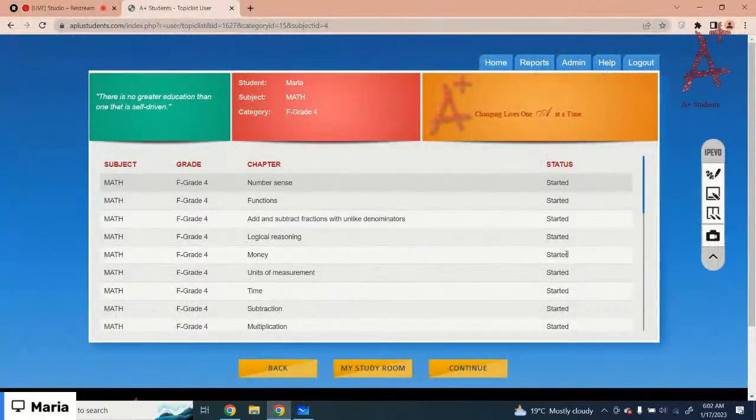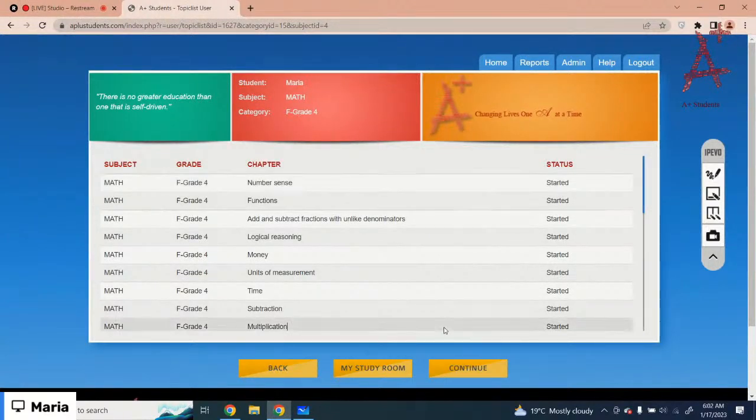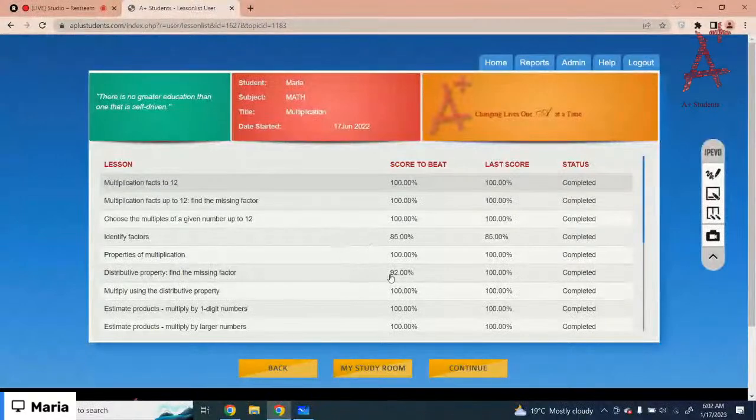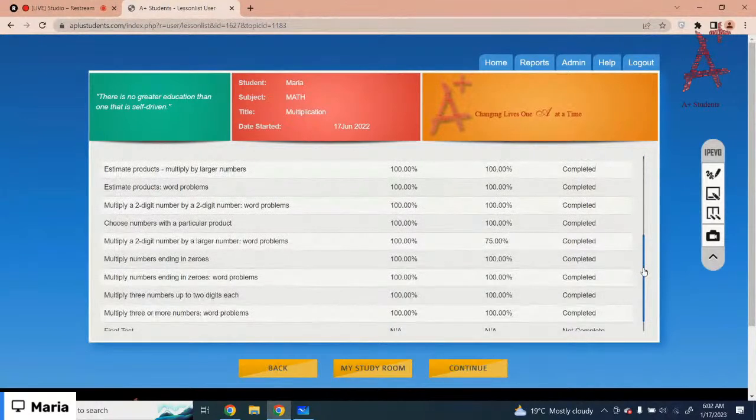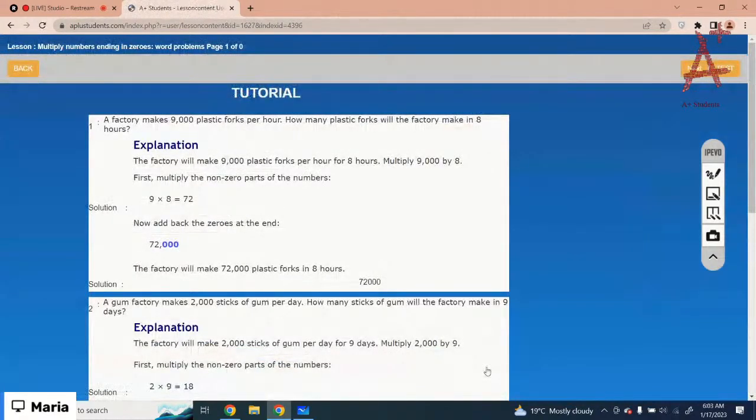So here I'm on grade 4 maths. The chapter is multiplication. Here is the chapter. Click on the continue button. And the lesson is multiply numbers ending in zeros. Okay, here is the lesson, multiply numbers ending in zeros word problems. Here is the lesson I'm going to start with. Let's start with the first example.